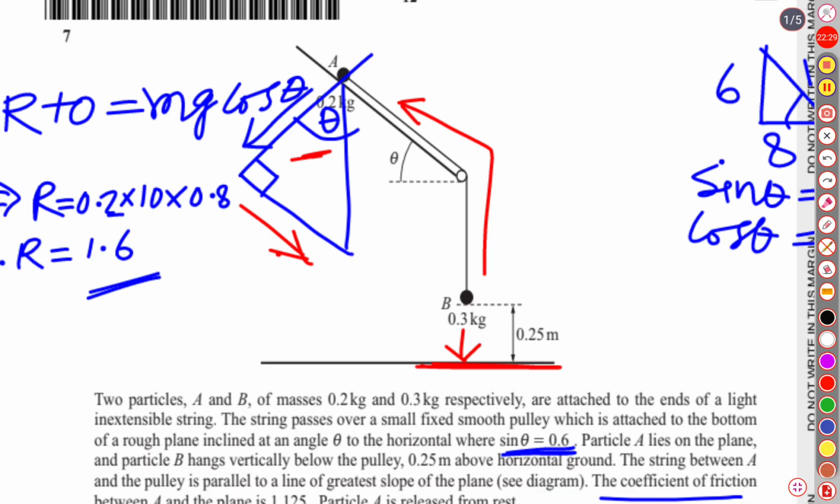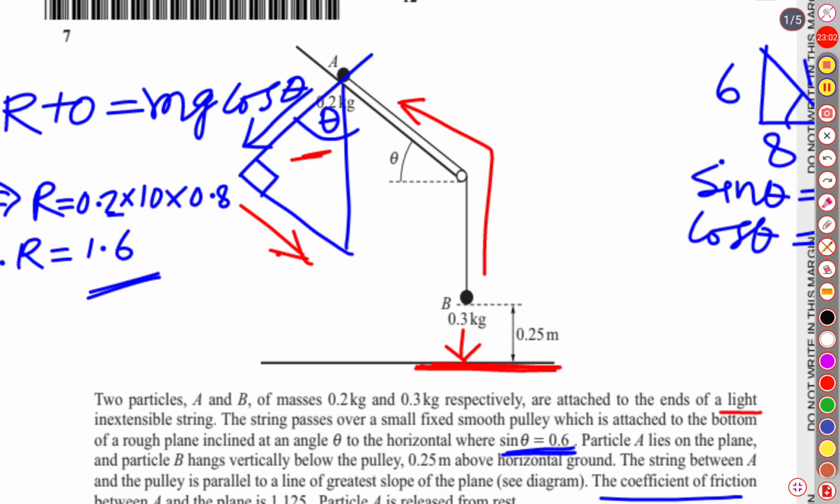Look, when B reaches the ground, there is no tension force acting between A and B. The string is no longer tight. Initially it was tight and inextensible, but when B reaches the ground, it is slack. Now the concept we are holding is that B might reach the ground, but A is still moving downward for a little moment.